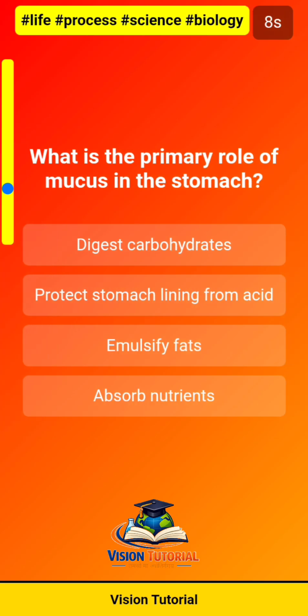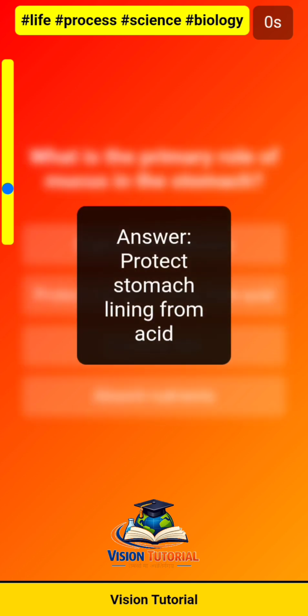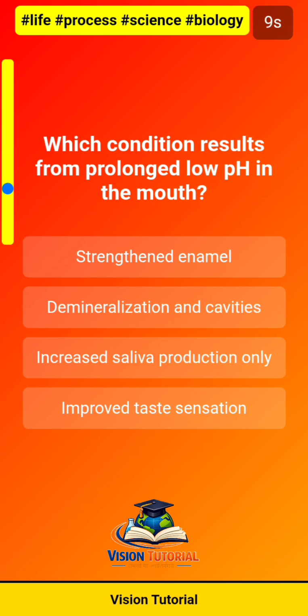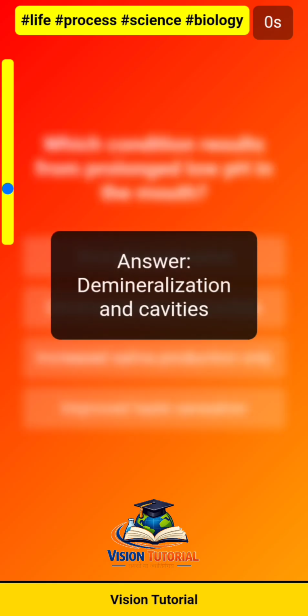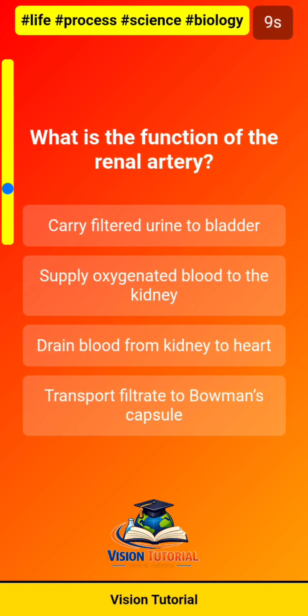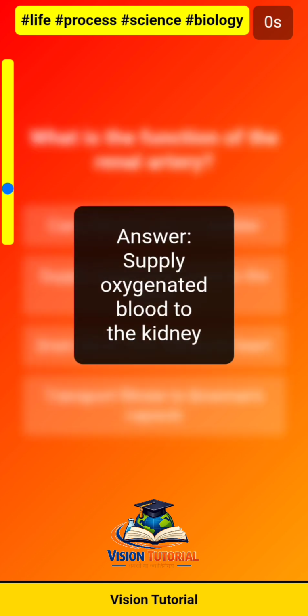The question is, what is the primary role of mucus in the stomach? Answer: protect stomach lining from acid. The question is, which condition results from prolonged low pH in the mouth? Answer: demineralization and cavities. The question is, what is the function of the renal artery? Answer: supply oxygenated blood to the kidney.